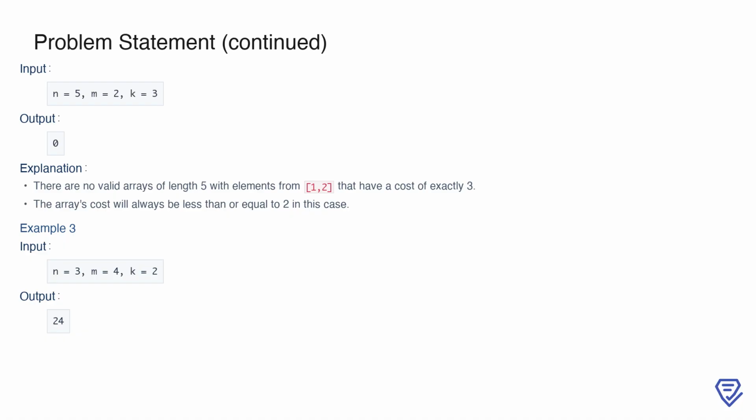On the other hand, if n equals 3, m equals 4, and k equals 2, the output is 24. This is because there are many valid arrays, such as [1, 2, 2], [1, 2, 3], [1, 3, 3], and others, where the maximum value changes exactly twice as required.